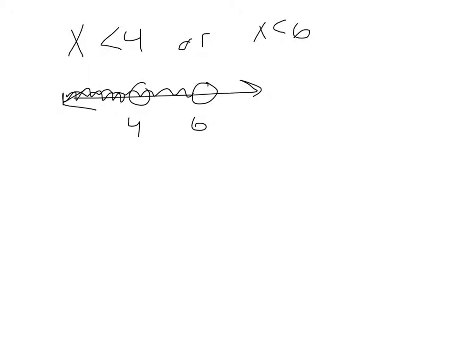Now with an and, we're looking for the overlap. But with an or, we're saying any part of the graph that's colored is part of the solution set. So the solution set, this would be negative infinity all the way up to 6, not including 6, or it's really just x is less than 6, because that includes everything that we need. Okay, so that's that one.